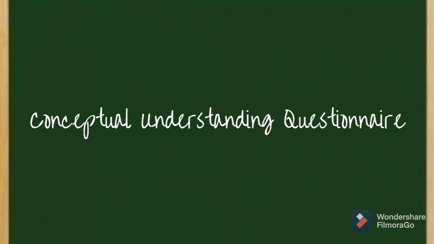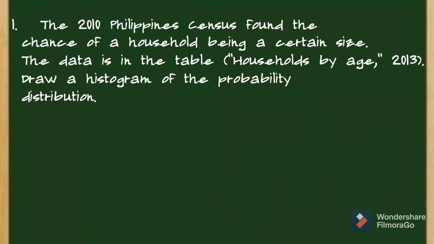In this video, we're going to answer the Conceptual Understanding Questionnaire, which is related to statistics and probability. Number 1. The 2010 Philippines census found the chance of a household being a certain size. The data is in the table. Household size 2013. Draw a histogram of the probability distribution.